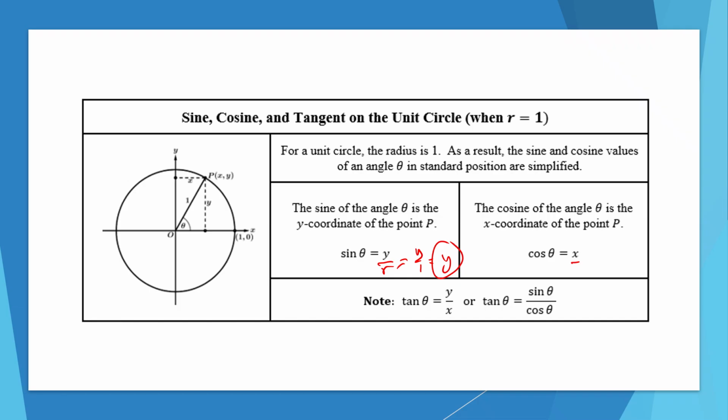Cosine is x over r, which is x over 1, which is just x. So now sine and cosine are completely simplified when the radius is 1 into just our x and our y coordinates. If we take a look, tangent really doesn't change. Tangent's still y over x because we don't have any hypotenuse in there. Nothing really can be truly simplified with tangent, so that is just going to stay the same.